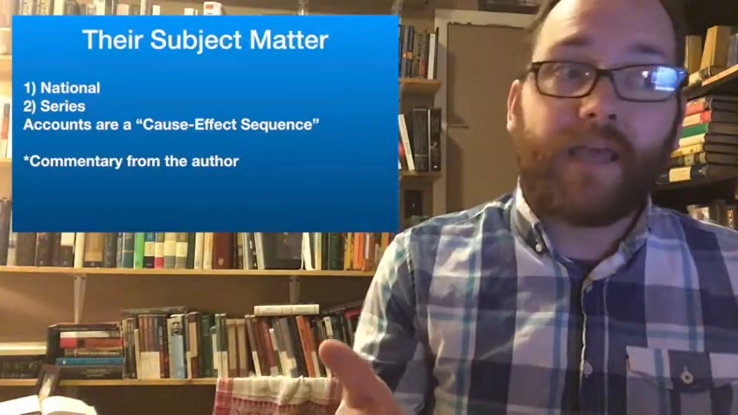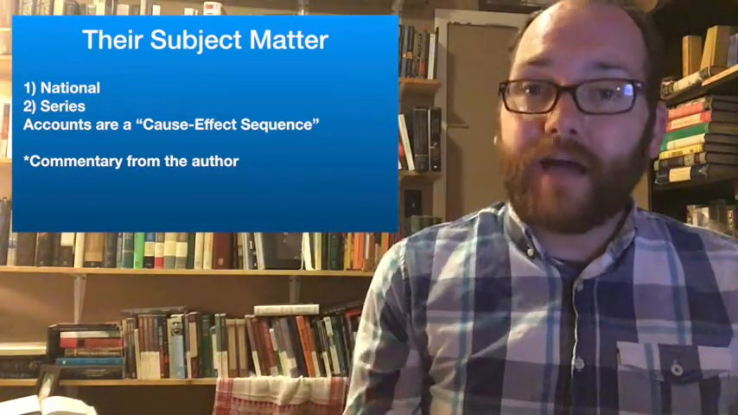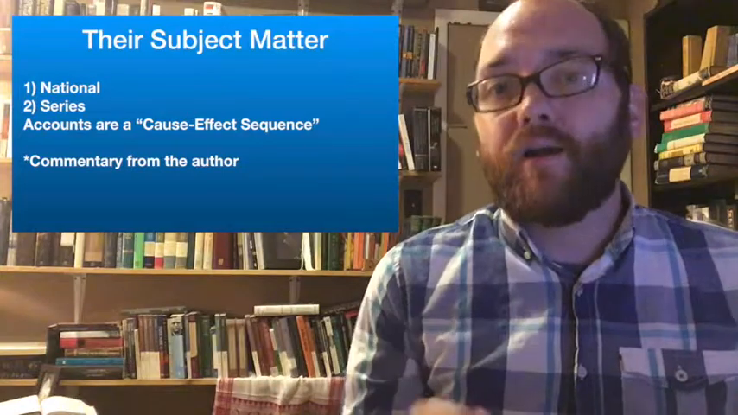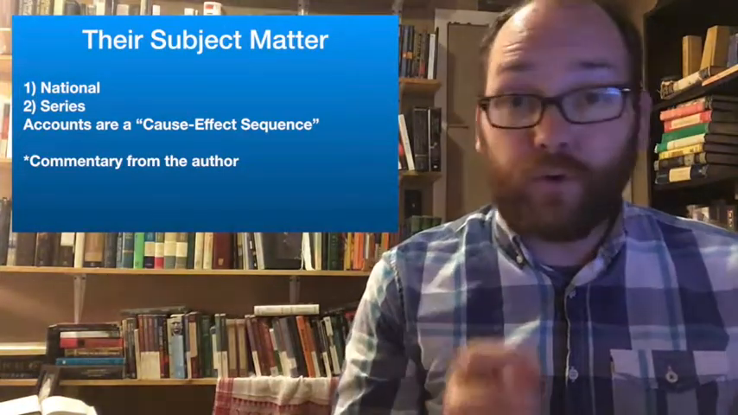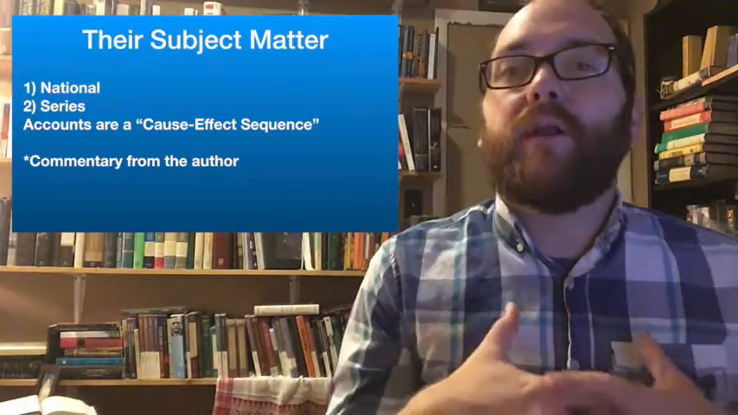In the book Cracking the Old Testament Code, in his chapter entitled History, Eugene Merrill gives us this twofold understanding of this subject matter in the historical books. He says they are first, national, and second, a series. First of all, national. The subject of the historical books are the people of Israel. This is who they are speaking of. This is not biographical. This is not some exposition, but it truly is an account of these people.